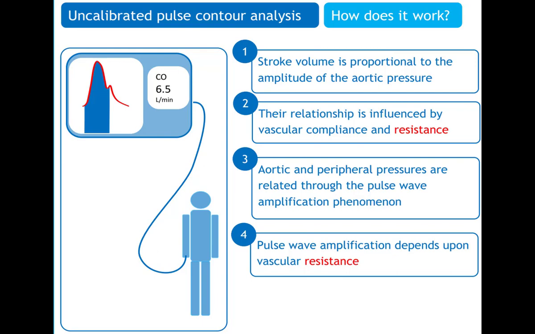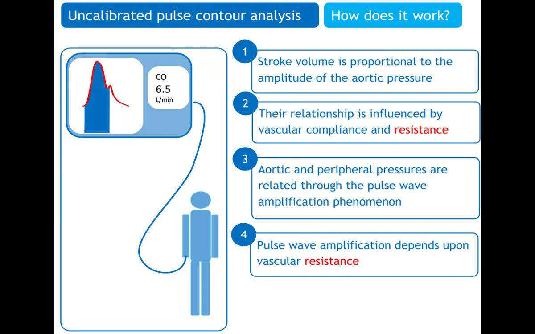How does it work? We know that the stroke volume is proportionate to the amplitude of the aortic pressure. Their relationship is influenced by the compliance and resistance. Aortic pressure and peripheral pressures are related by a pulse wave amplification phenomenon. If you see, the pressure in the aorta is, suppose, say 90, 100. As you go more and more peripherally, the pressure keeps rising more and more because the vessels are becoming more and more narrow. The aorta is big, the vessels are narrow.